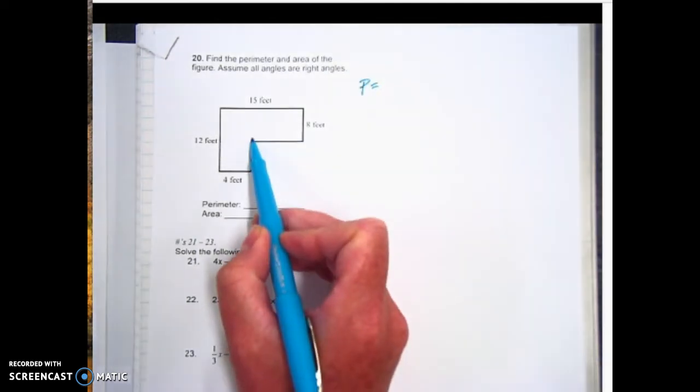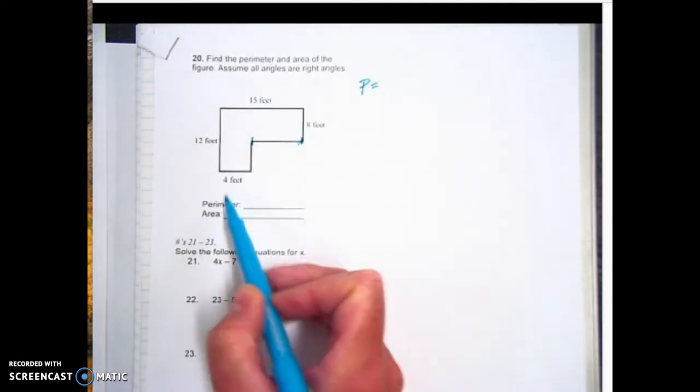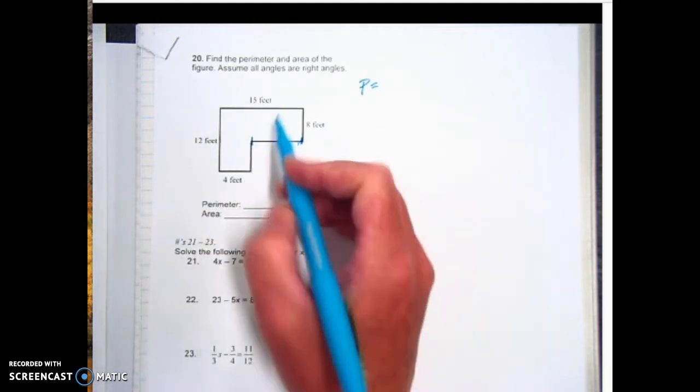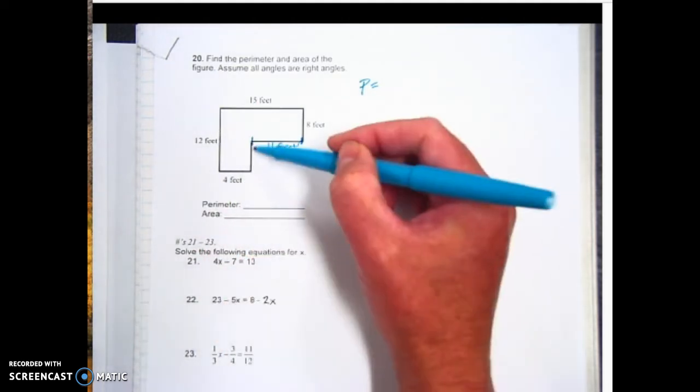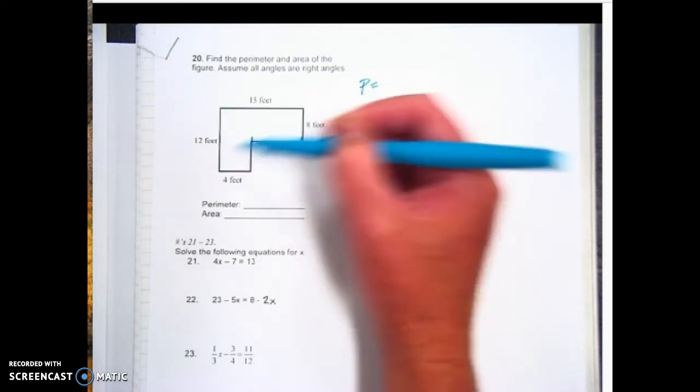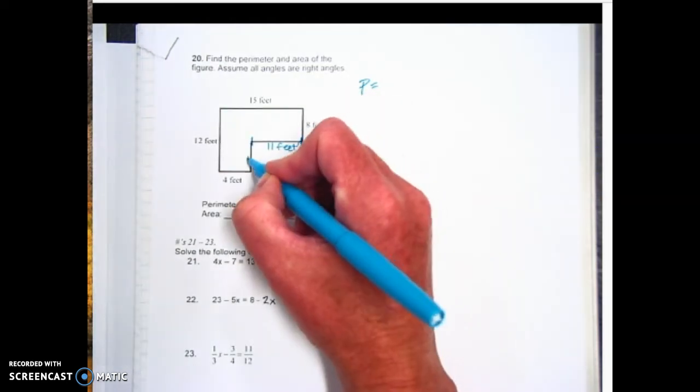So we have two missing sides here. From here to here, we know this much is 4 feet and this much is 15. That means this is 11 feet. And then we have this missing piece. If this is 12 and this is 8, that means this is 4 feet.